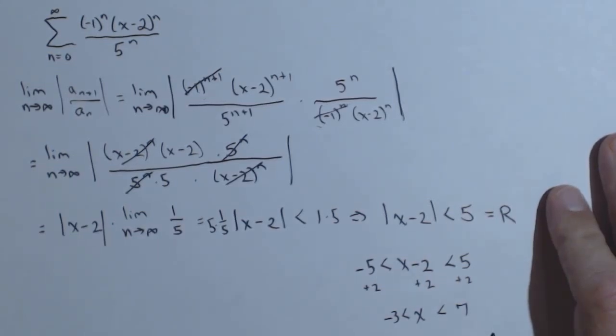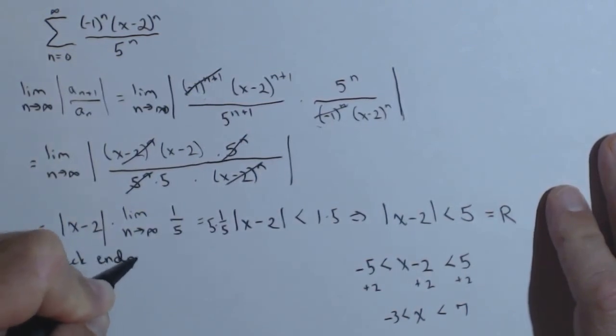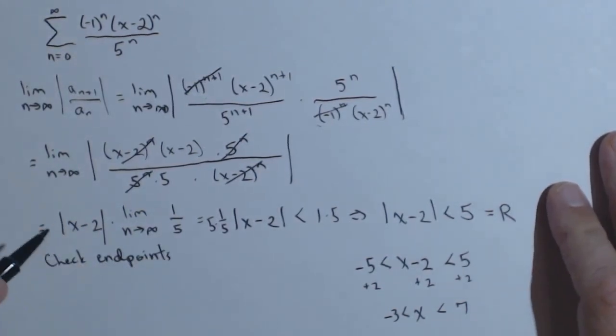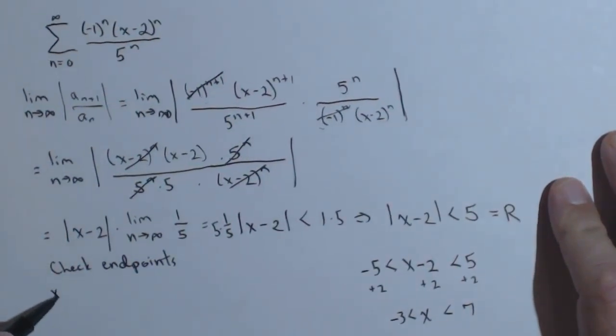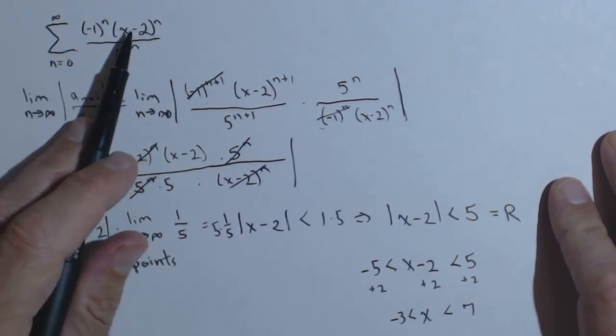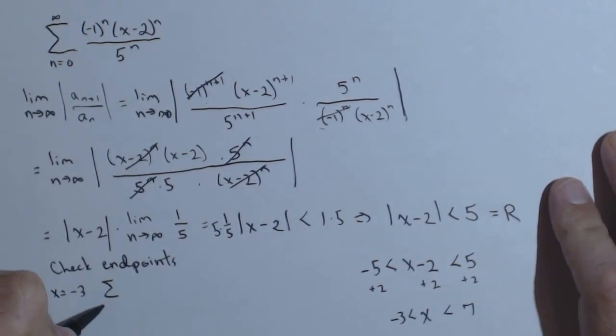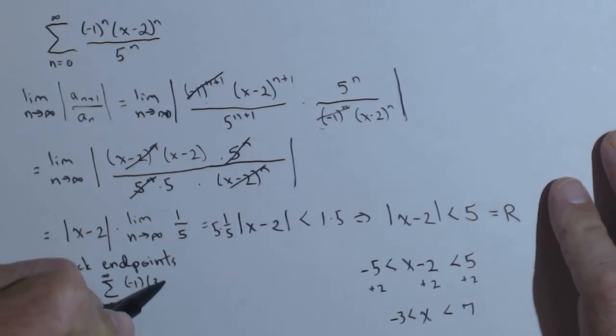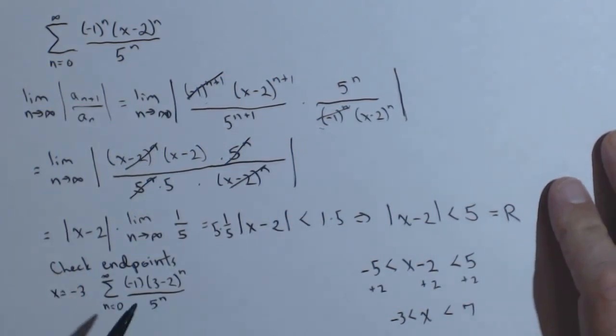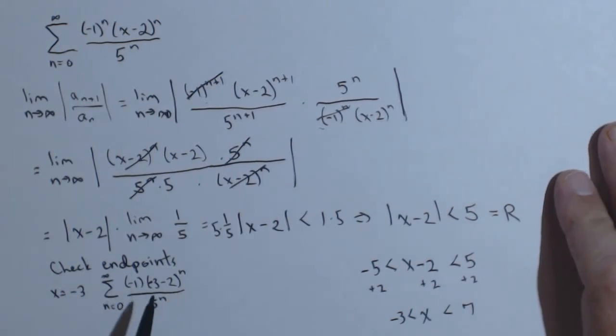The only thing we have to decide is, should we include our endpoints? So we must check our endpoints. That's an extra couple steps over just doing the radius of convergence. So first thing we'll check is x equals negative 3. And what we do is we plug that into our original series. So what would that look like? The summation n equals 0 to infinity, negative 1 to the n, negative 3 minus 2 to the n, over 5 to the n. So all I did was plug negative 3 into my series.